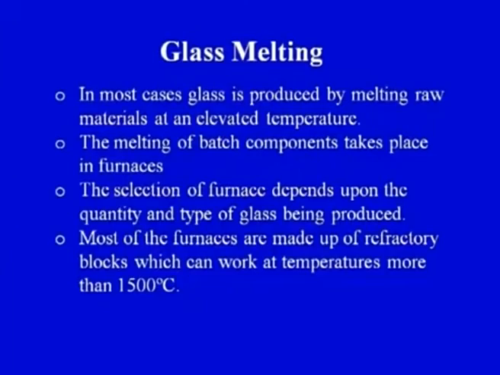As on your screen you can see, in most cases the glass is produced by melting raw materials at an elevated temperature. The melting of batch components takes place in furnaces, and the selection of furnace depends upon the quantity and type of the glass being melted or produced, and most of the furnaces are made up of refractory blocks which can work at a temperature of more than 1500 degrees centigrade. So, we can see that the melting is done at elevated temperature.